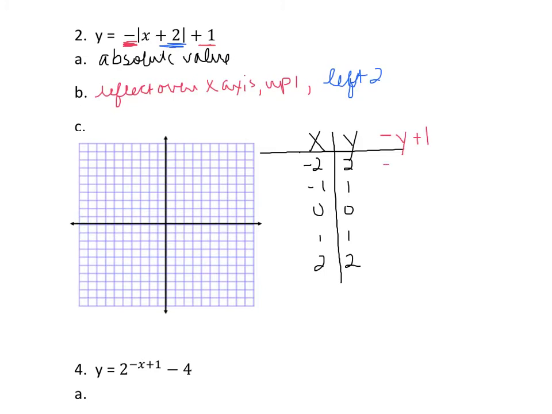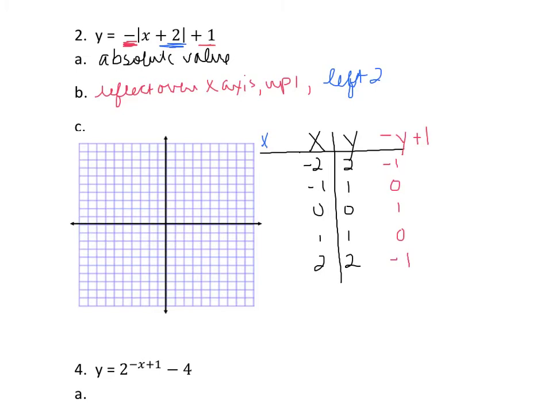-2 + 1 is -1. -1 + 1 would be 0. A 0 + 1 is 1. -1 + 1 is 0. And then -2 + 1 would be -1. Okay, now on my x, I'm going to move it to the left 2, which is going to take my x values and -2.